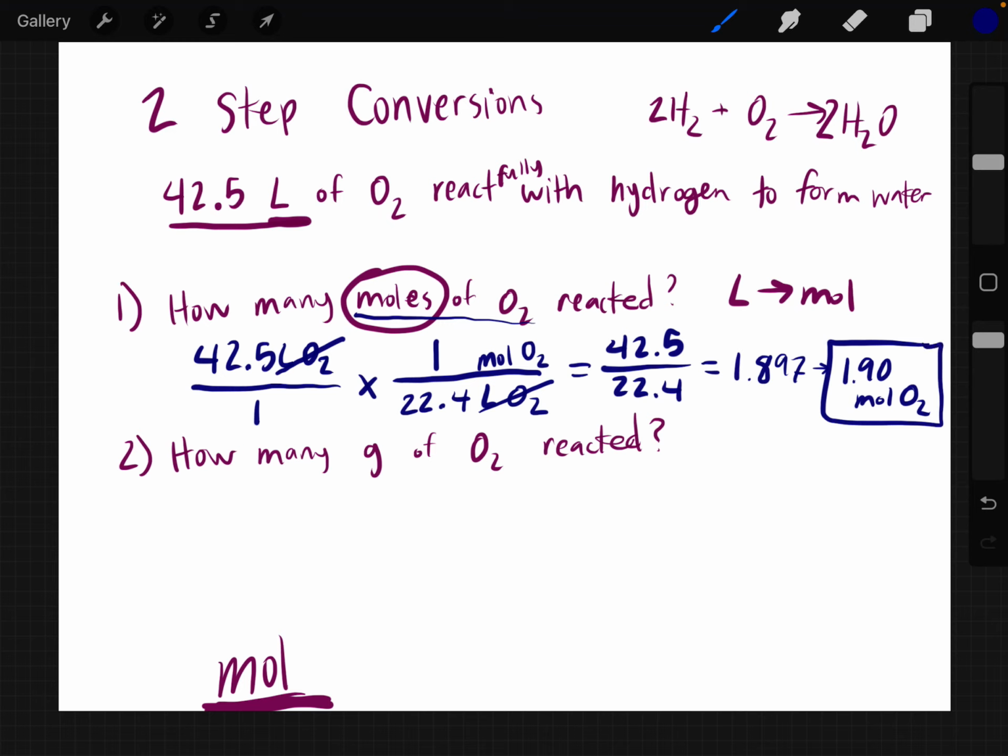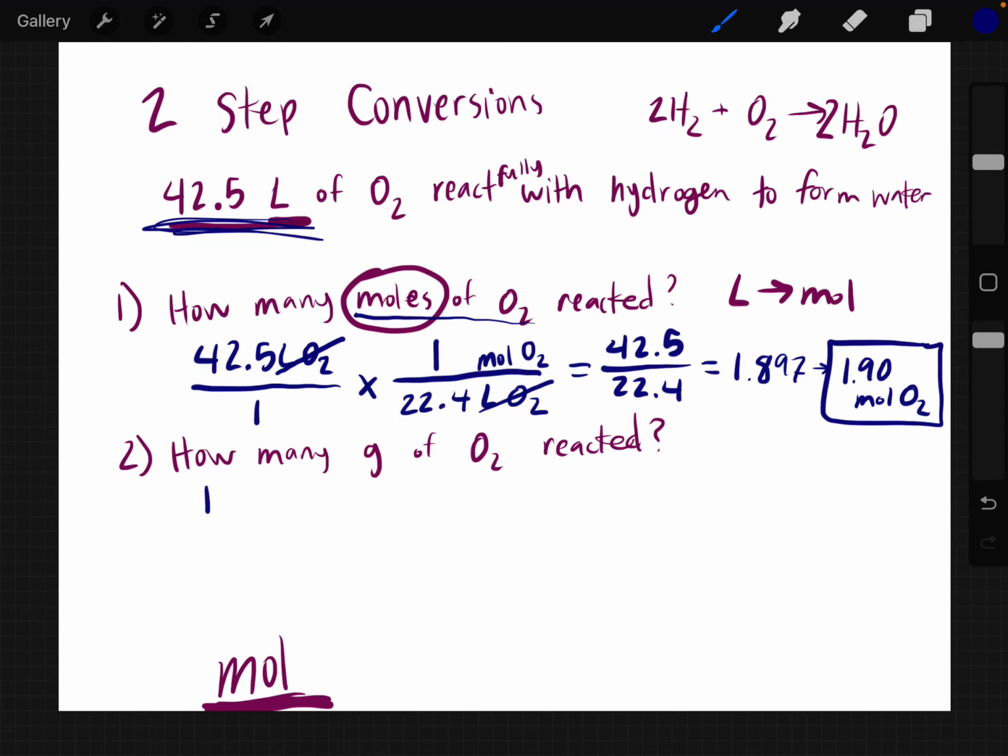So you guys have done this over and over again. You have done this conversion here, so this isn't really anything new. But here's where CQ5 comes in, the two-step conversions. The second question asks how many grams of O2 reacted. So I can't just start with liters, my original given, and go straight to grams because we do not have a conversion that tells us how many grams are in a liter. But we do know how to get to moles, and moles can be our bridge to get us to grams.